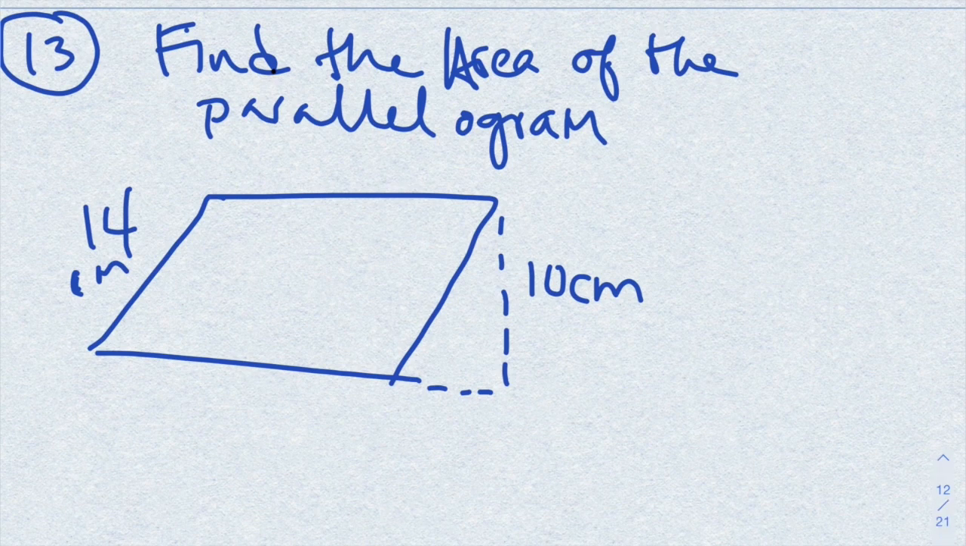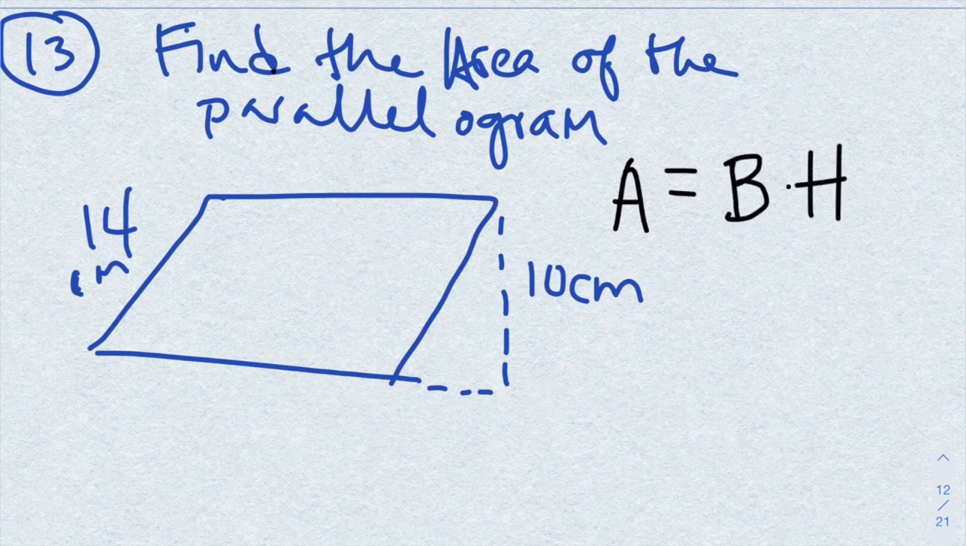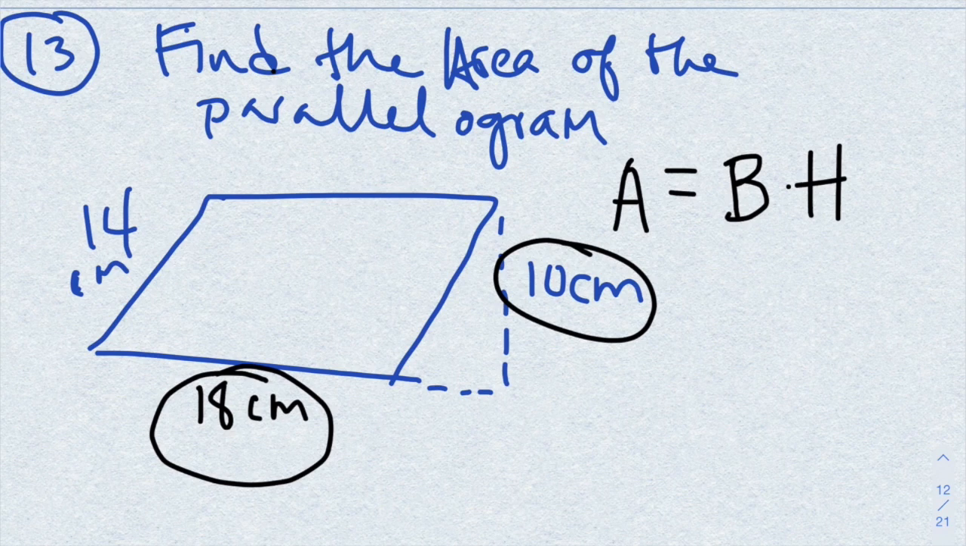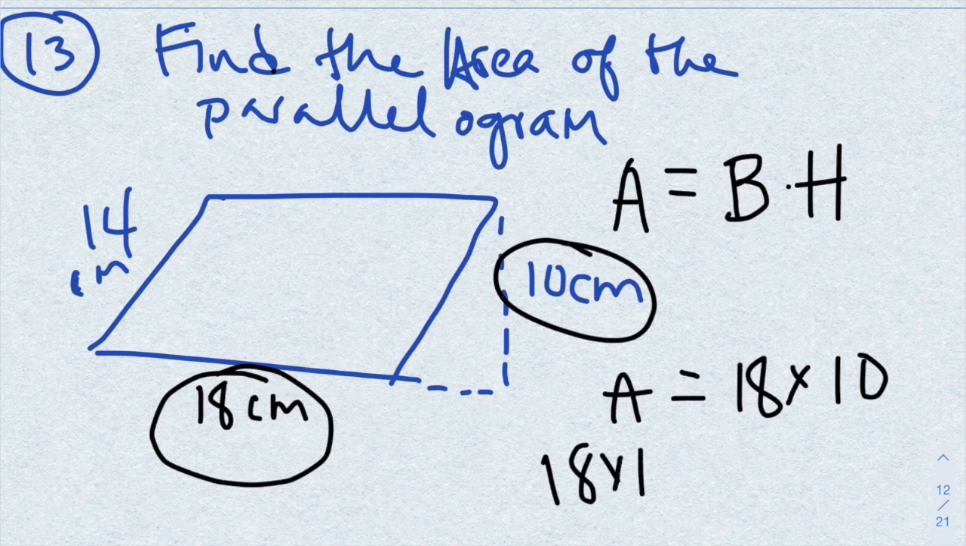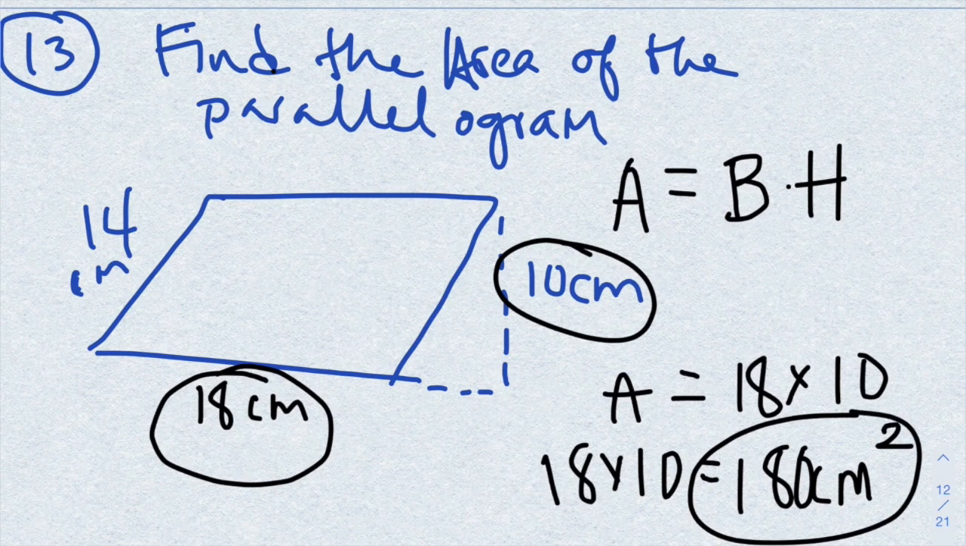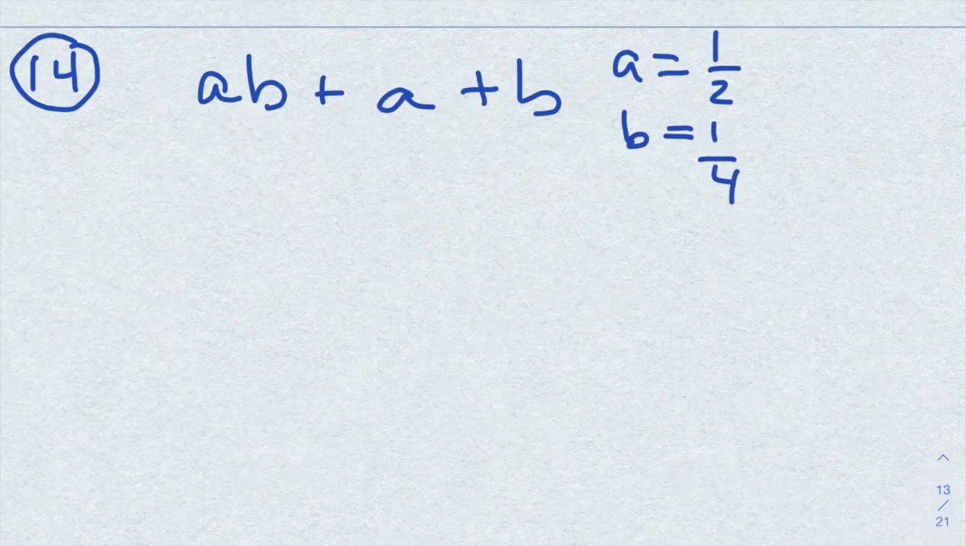All right, number 13. Find the area of the parallelogram. This is actually a really easy problem if you remember that the formula for area of a parallelogram is area equals base times height. So, oh gosh, I accidentally erased my base here. My base is 18 centimeters. This is my base, and my height is 10 centimeters. So area equals 18 times 10. 18 times 10 is 180 centimeters squared. I don't even need this 14 because that's number 14.